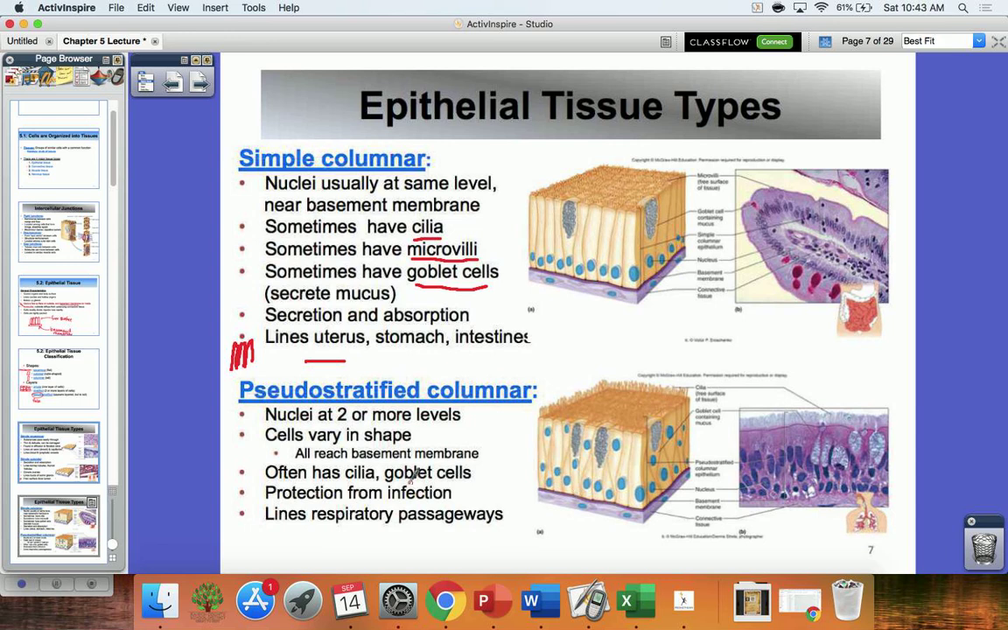This type of cell most often will have cilia. They will not have microvilli, but they're also going to have goblet cells. This will be found definitely in the respiratory passages, so that whenever we inhale some type of dirty debris or some type of pathogen gets in the way, those goblet cells will then release mucus so that it can trap the dirt or debris, and the cilia can then brush the mucus either towards the mouth or towards the stomach so that it can get it out of the respiratory passageway.